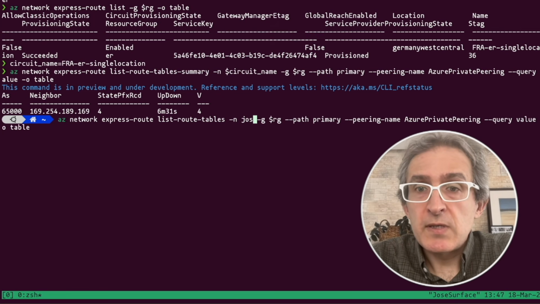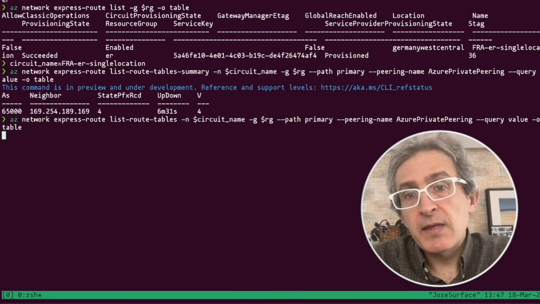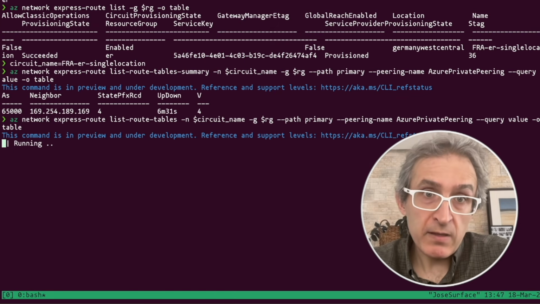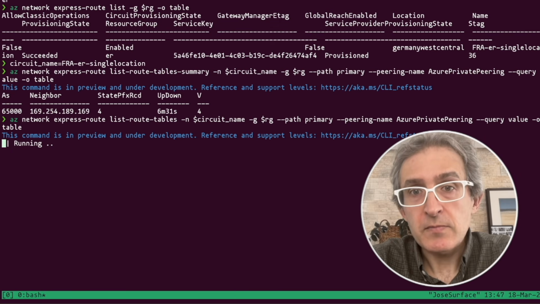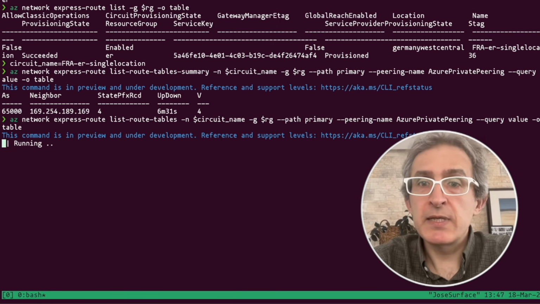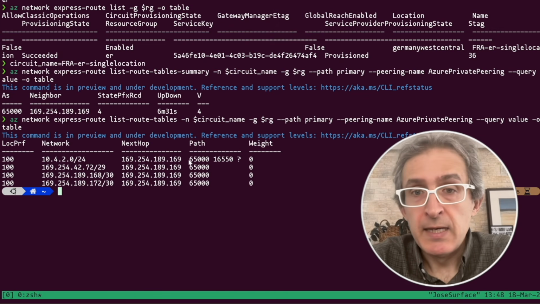So let's put there the variable name. These commands take a bit because they actually go to the physical router, run the command, and go back. So this is not showing configuration. This is showing the actual route table in the VRF of the Microsoft router. So you can see that route there.